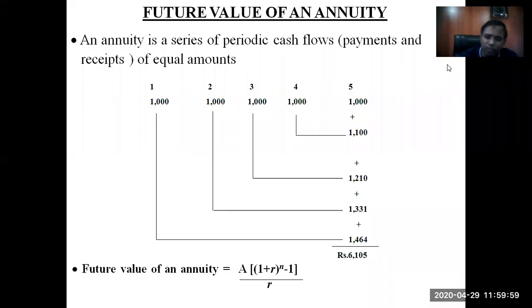This formula is important. Keep this in mind that it is (1 plus R) raised to n, minus 1, whole divided by R, and this entire amount is being multiplied by A, that is the annuity. It comes to this amount.